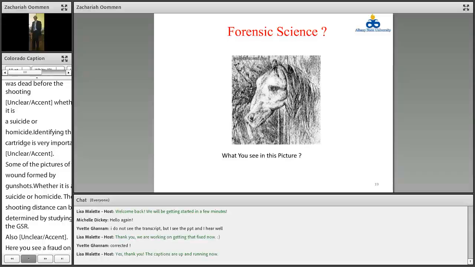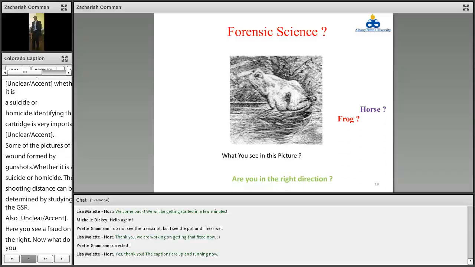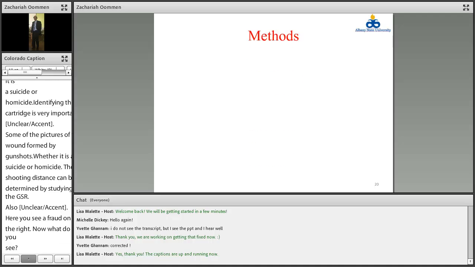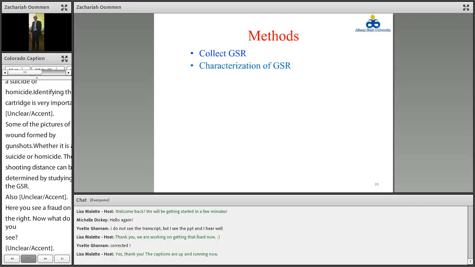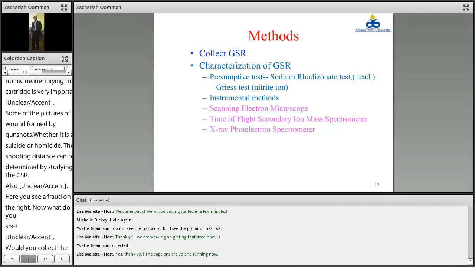So this is just like forensic science, you have to be very careful in your observation. So are you in the right direction? So next is, what are the methods of characterization of GSR? Once you collect the GSR, you can characterize it in two ways. You can do a presumptive test, and similarly you can do instrumental analysis.